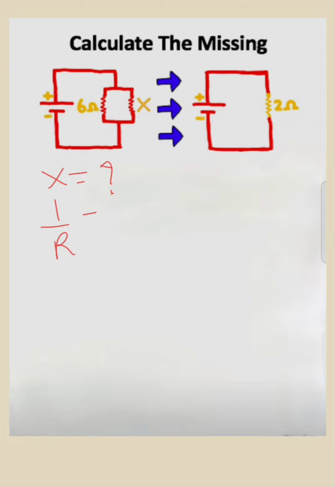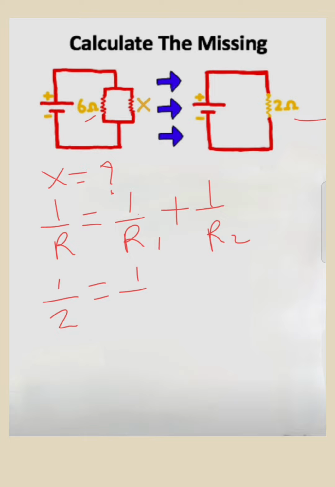For a parallel circuit we can write 1 upon R equals 1 upon R1 plus 1 upon R2. Here we can see that resistor 1 and resistor 2, 6 ohm and X resistor, are parallel to each other. So the equivalent value is 2 ohm. So we can write 1 upon 2 equals 1 upon 6 plus 1 upon X.